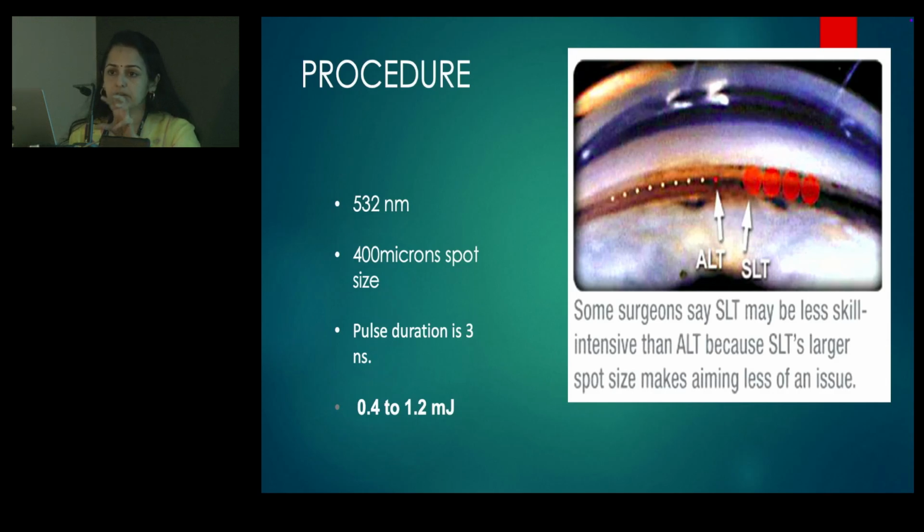We give the spots in a continuous way. The pulse duration is 3 nanoseconds, so the thermal relaxation time of the tissue is more than this. So there won't be any burns happening at the area. Then the energy is 0.4 to 1.2 millijoules. In my experience, within 0.6 to 1.4, we won't see any change there, like in iridotomy, where we see what is happening. Here, there won't be any visible change. The only visible change we see is bubbles coming. That is called the champagne bubble appearance.